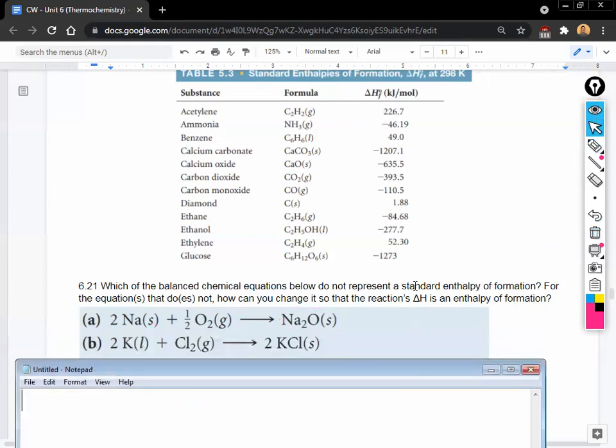Okay, I'll give you guys a minute to try this with the person next to you. We have K and Cl, we're making KCl. I want you guys to take a look at the equation and figure out, does this represent the delta H of formation, the standard state?